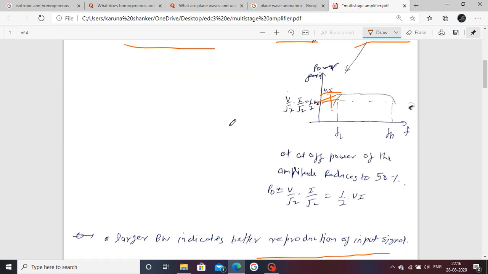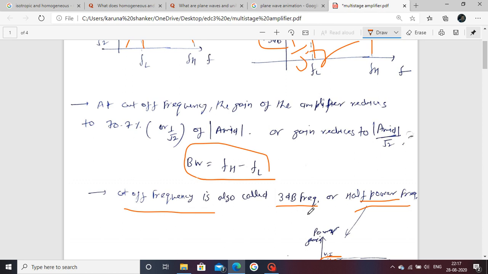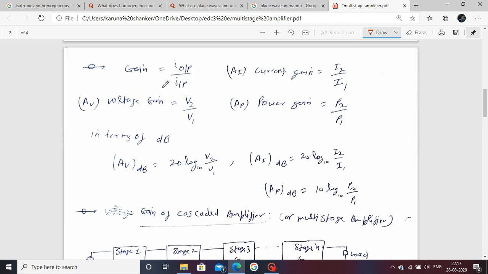Only noted here on this first page is the frequency response plot in the regions of mid frequency, low frequency and high frequency. The reason behind why the gain decreases in the lower and higher frequency regions, and is constant in the mid region, was explained earlier. Here only the terms 3 dB frequency and half power frequency are defined. And next we move to this simple relation.